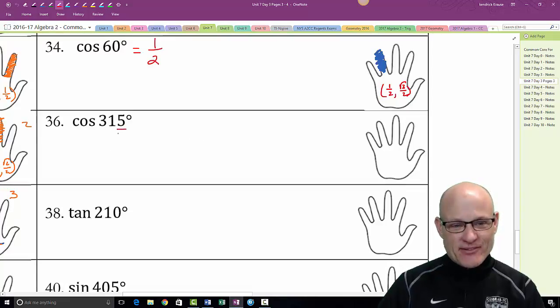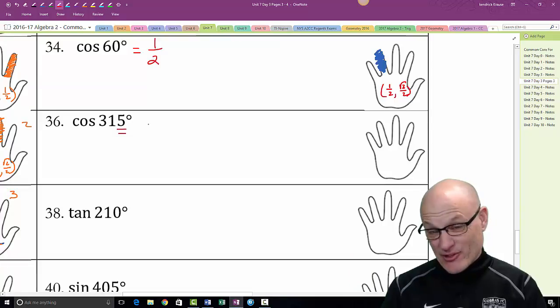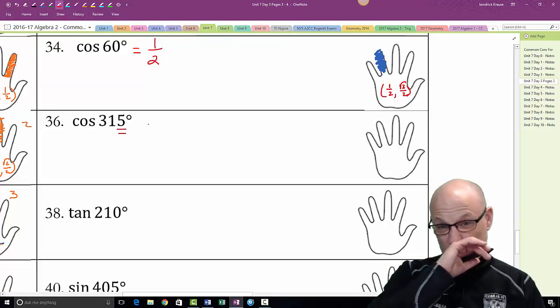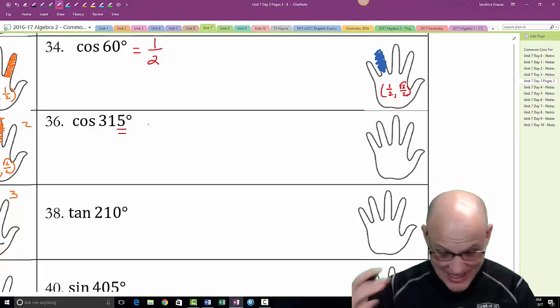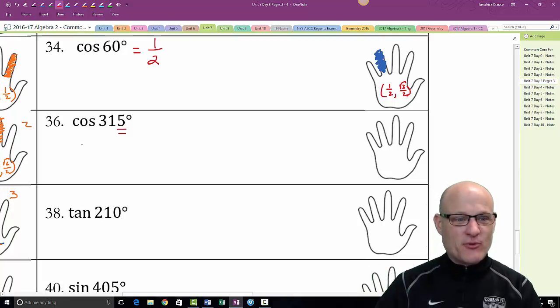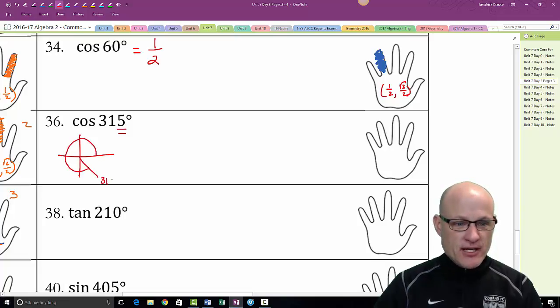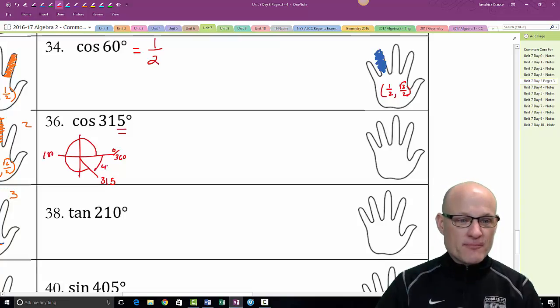315. Now, anytime it ends in a 5, there's like a 90% chance it's a 45-degree reference angle, especially if I'm asking you for the exact value. It's like a 99% chance it's 45 degrees, but you should test it. I'm down here, 315. How far away am I from 360? Remember, it's either 0 or 360 or 180. You don't mess with the y-axis. And so yes, I'm 45 degrees away. So really what we're talking about is 45.